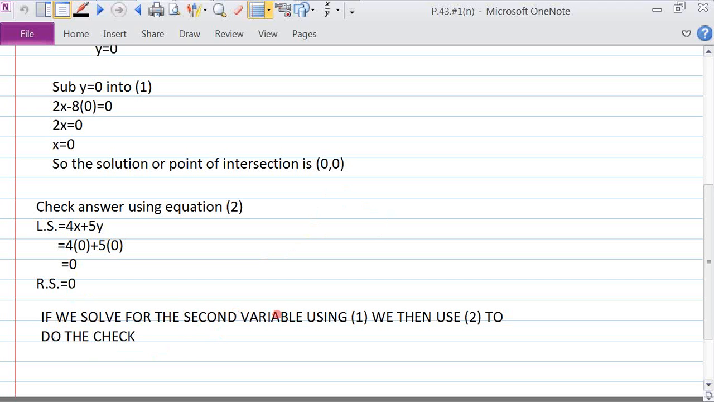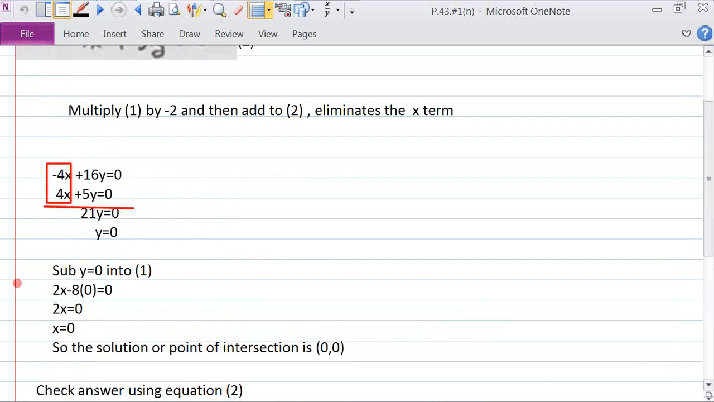So if we solve for the second variable using equation 1, we then use 2 to do the check. Over here, what we did is we substituted y into equation 1. We could have used equation 2. It would be okay. But then if we use this for the substitution, we should use equation 1 to check. So always use the alternate equation for the substitution and the checking. If you use 2 to do the substitution, then use 1 to do the check.